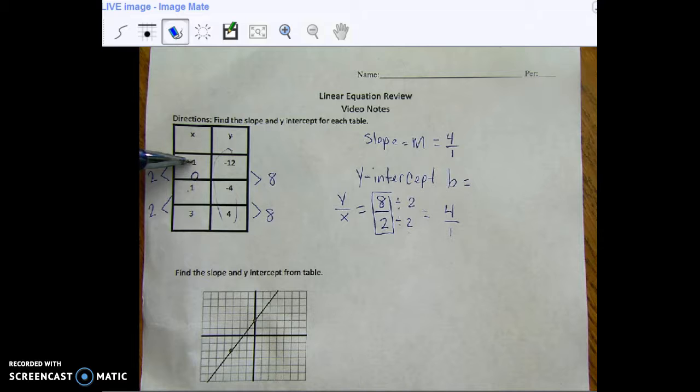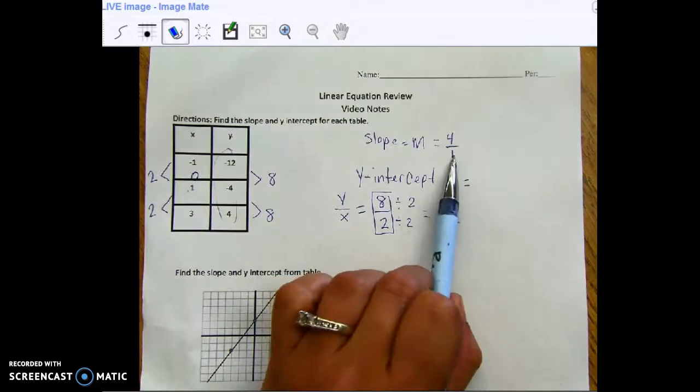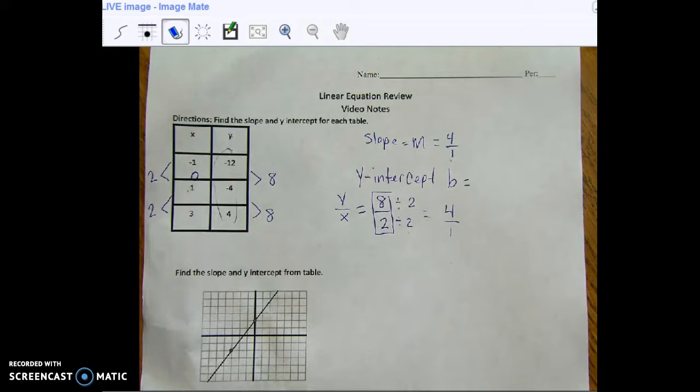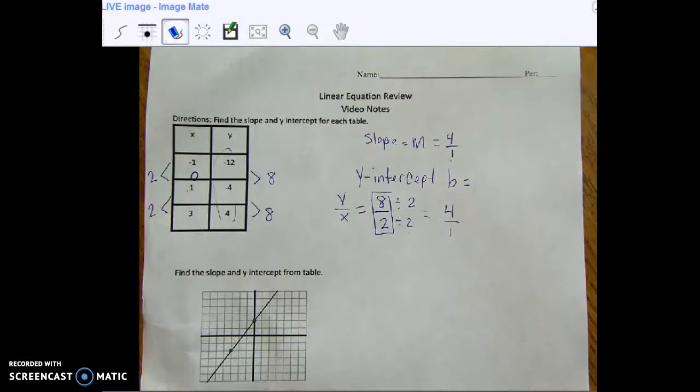Now, from negative 1 to 1, I only move one place. So I'm going to use my unit rate here. For the x values, anytime it goes up by 1, right here, negative 1, 0, 1, it could be 2, and then 3. That means the y is going to increase by 4.